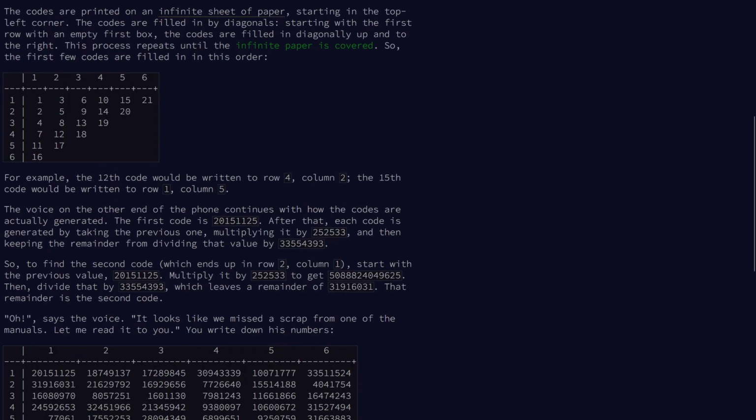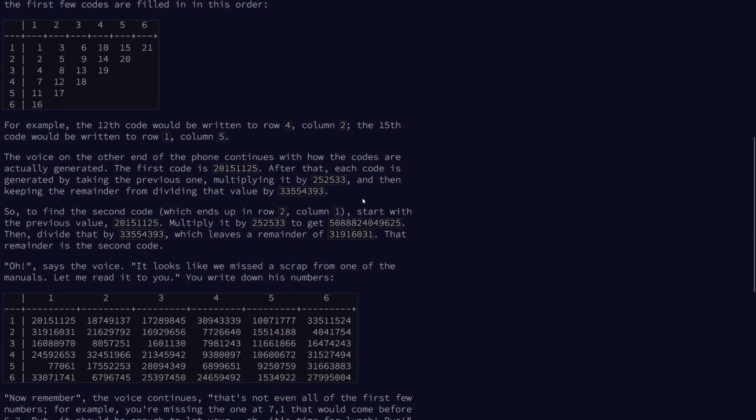The voice on the other end tells you how the codes are actually generated. The first code is 20151125. I don't know why it's not 1225. I think there's a specific reason for that. After that, each code is generated by taking the previous one and multiplying it by 252533, and then keeping the remainder from dividing that value by 33554393. So it's multiplication followed by modulo.